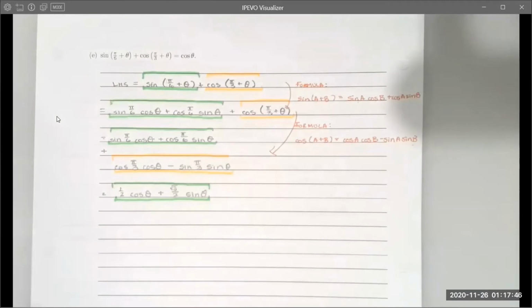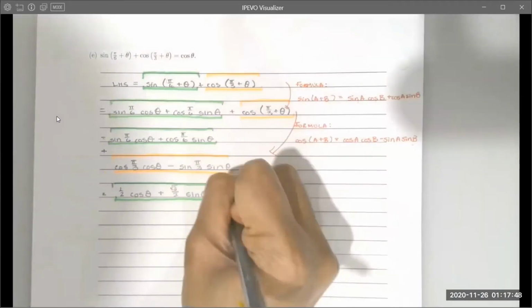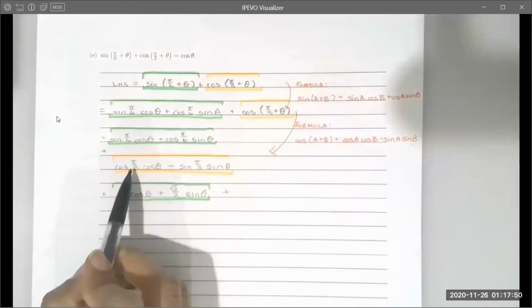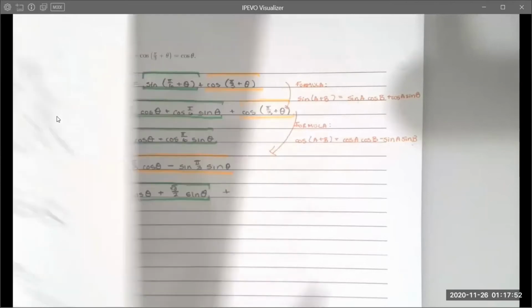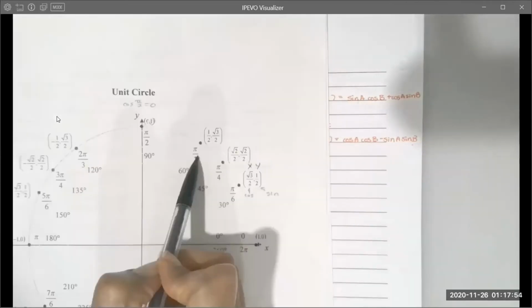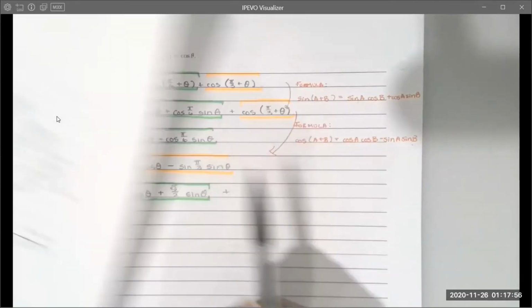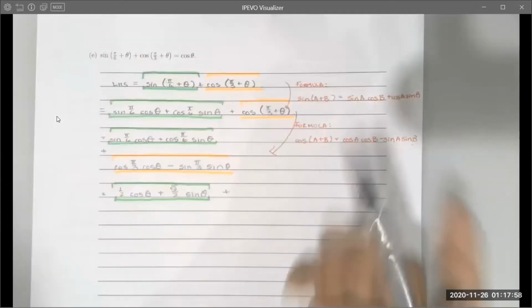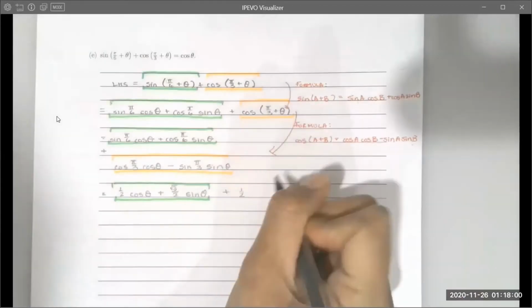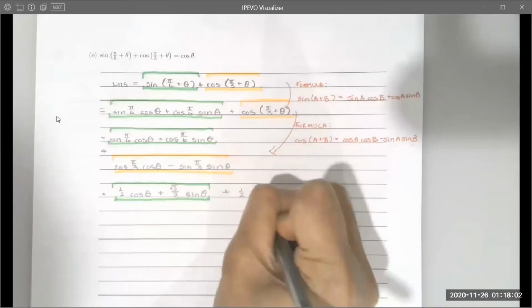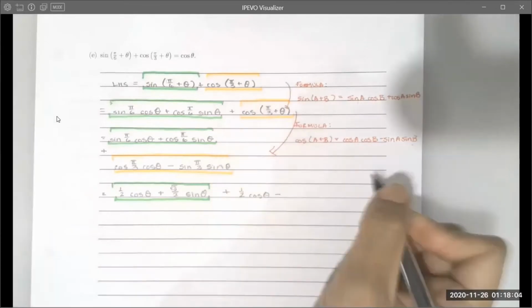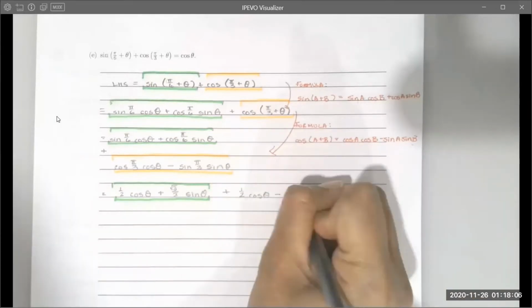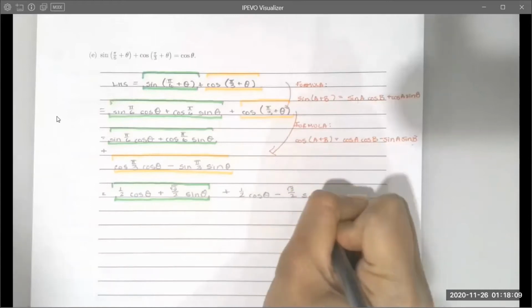The orange part, which is the second term, again, we can use the unit circle to help us. Now we're looking at the angle pi over 3. So here's pi over 3. Cosine of pi over 3 is going to be 1/2. So we're going to have 1/2 times cosine theta minus sine of pi over 3, and that's radical 3 over 2 times sine theta.